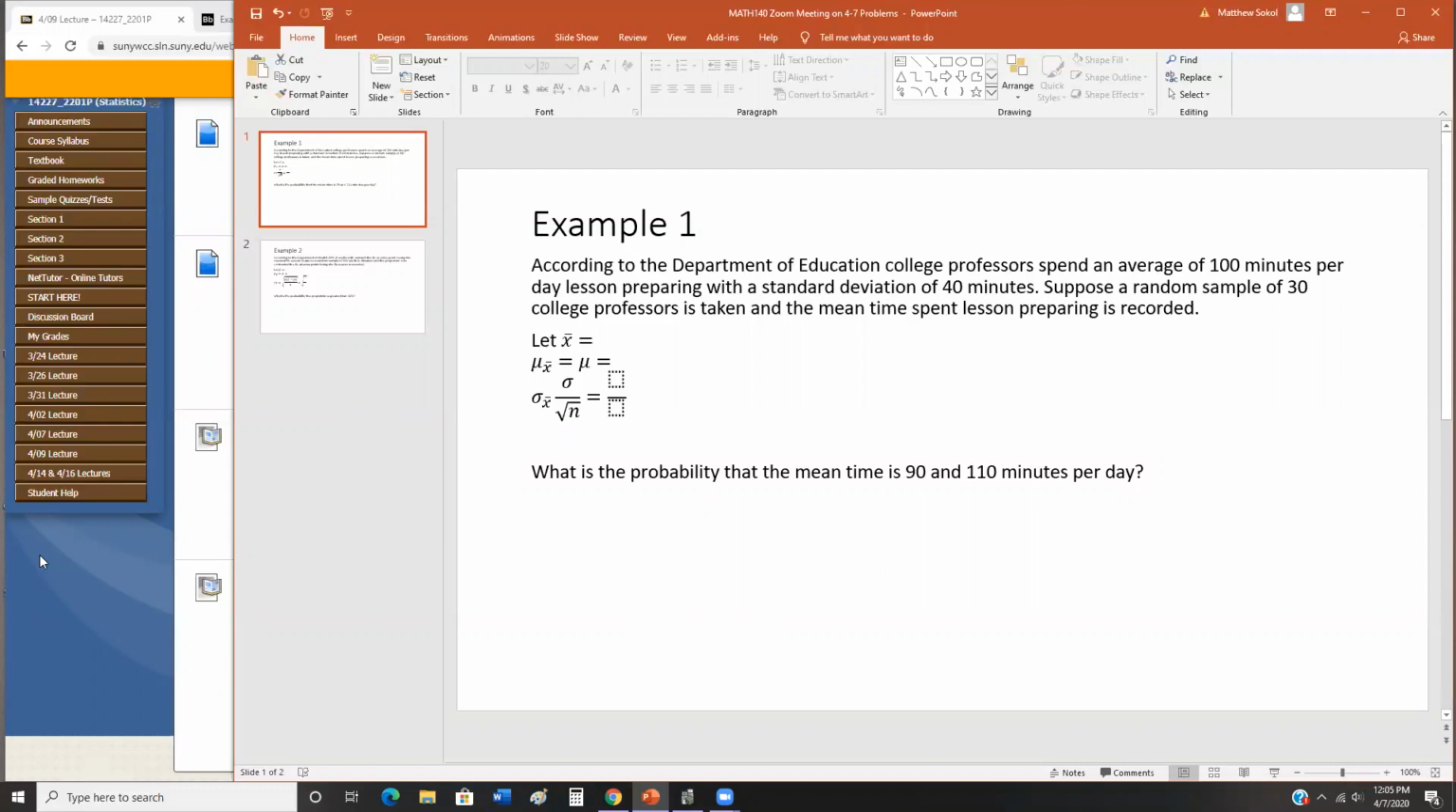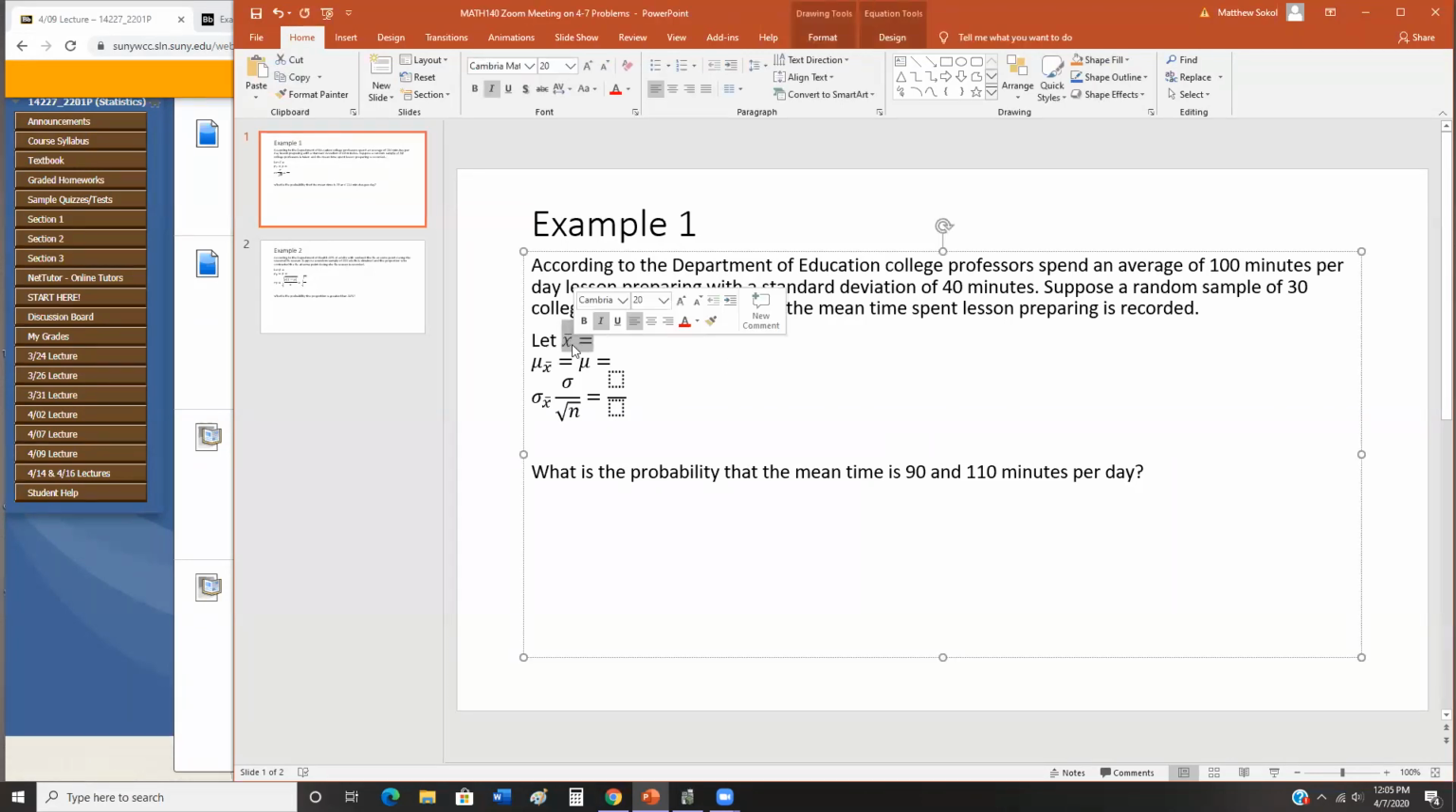But anyways, suppose a random sample of 30 college professors is taken, and the mean time spent lesson prepping is recorded. So all I'm going to do is talk to 30 college professors, and I'm going to say, how many hours a day do you spend lesson prepping? And after I talk to 30 of them, I'm going to compute a sample mean.